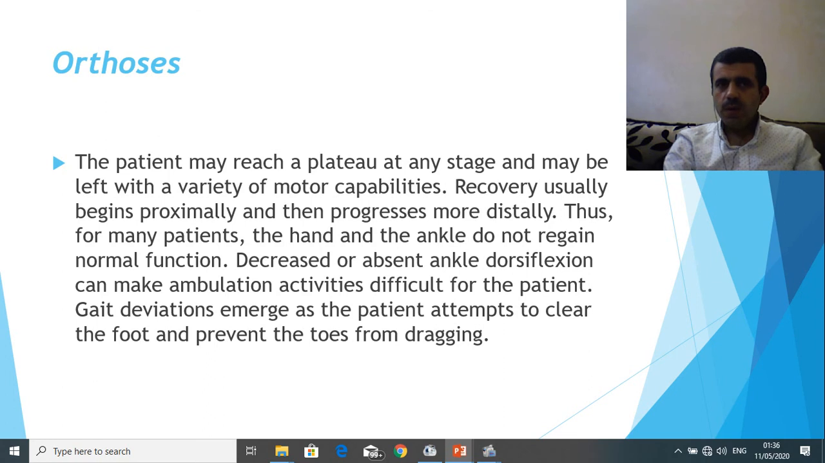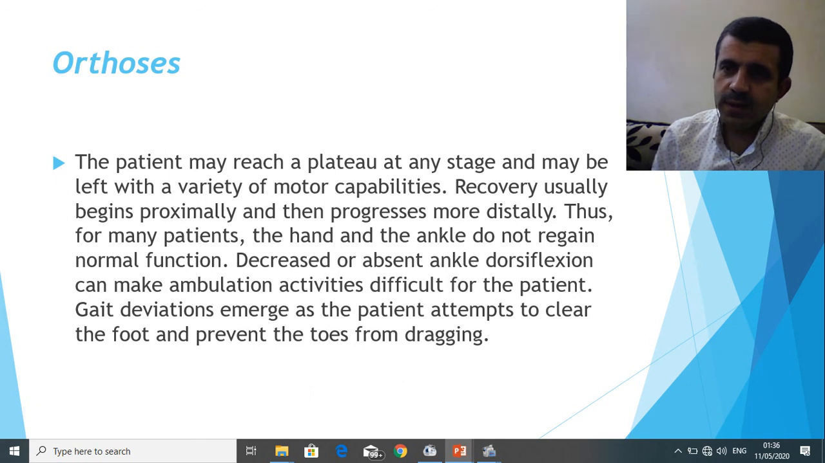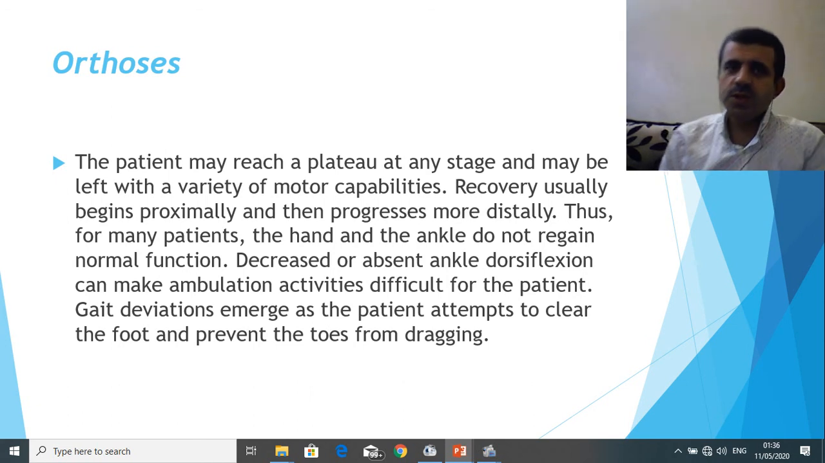Okay, now we finished the steps of physiotherapy of stroke patients from the bed till the walking. Now sometimes the patient will reach the plateau.